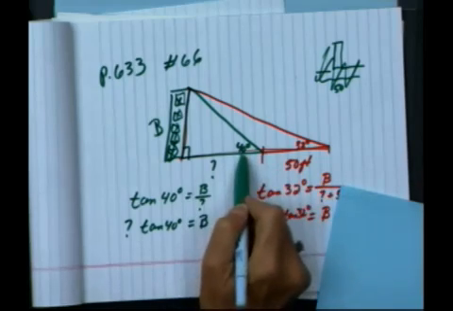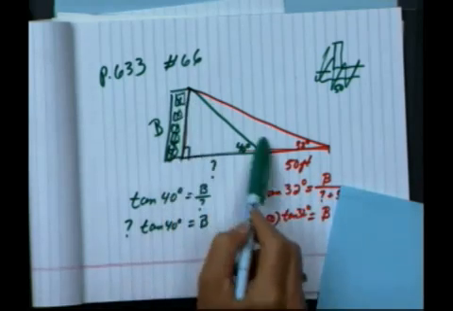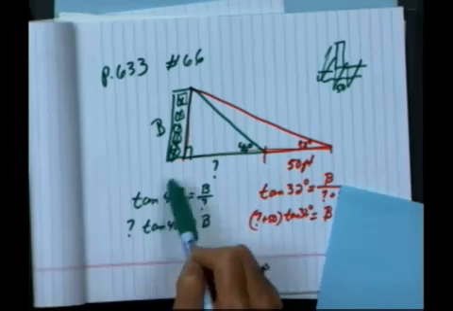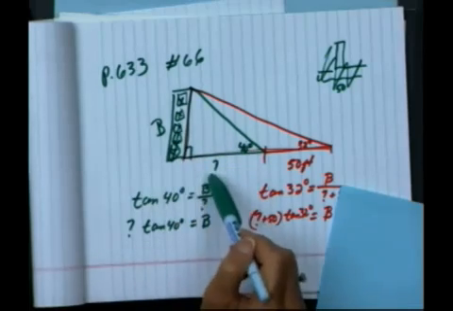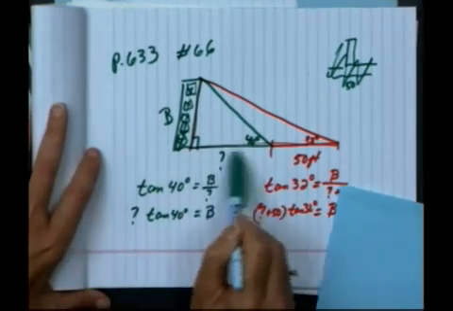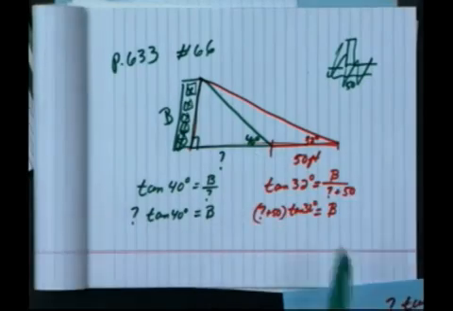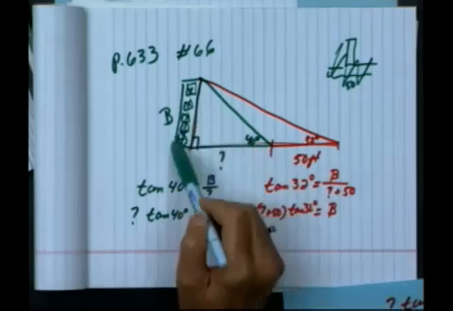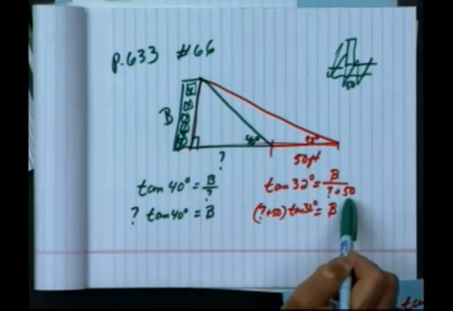But assuming that this is the way they meant, by doing this, my first piece of information told me my first triangle was that the tangent of 40 is B over however far that person was. And then my second right triangle told me the tangent of 32 was the height of the building over the question mark plus 50.